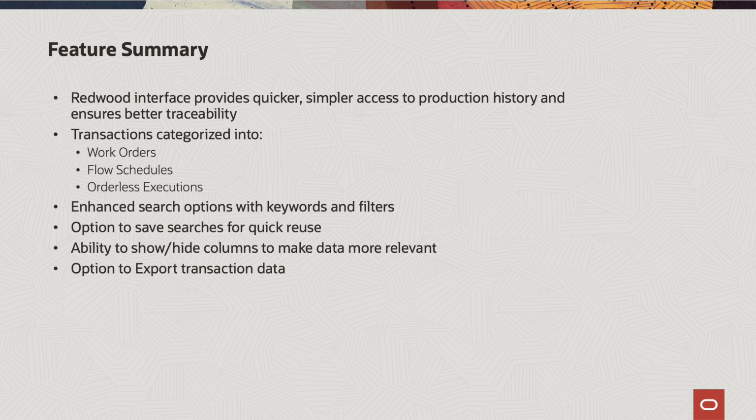In short, the new Redwood interface lets you view your production transaction history at a glance, organized into work orders, flow schedules, and orderless executions. With powerful search options, keyword filters, and saved searches, it's easier than ever to find exactly what you need. Plus, you can show or hide columns to keep the data relevant to your work. All of this means faster access to production history and much better traceability.